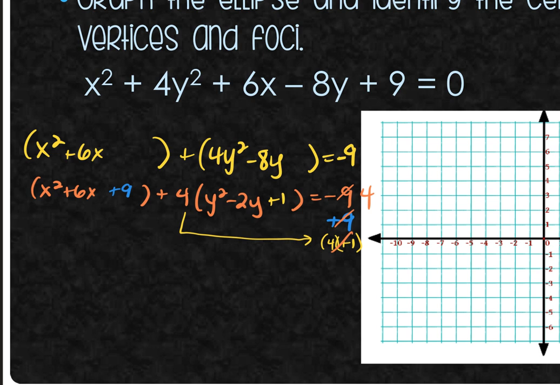And on the left, I use the shortcut to factor. Square root the first, square root the last, take the sign from the middle, put it in parentheses and square it. Plus 4, square root the first, square root the last, take the sign from the middle, put it in parentheses and square it, equals 4. And the ellipse has to equal what? 1. So I divide everything by 4.